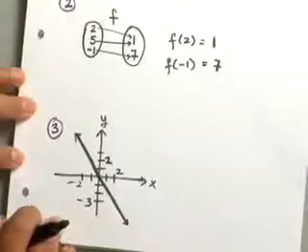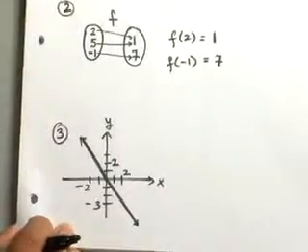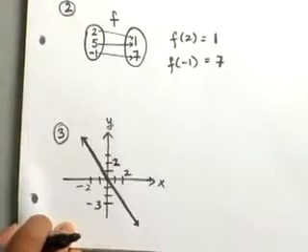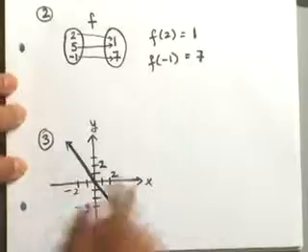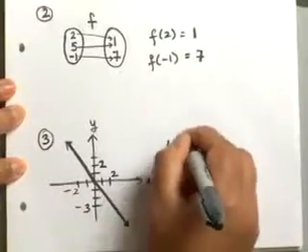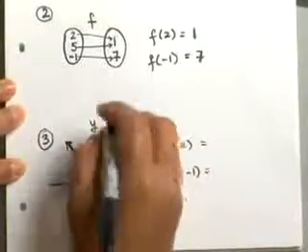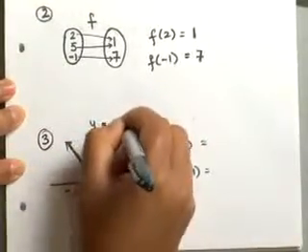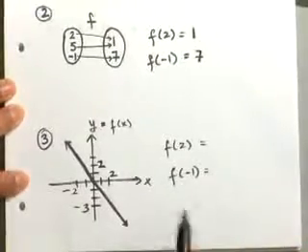Now, the last example here, you can see, is a graph. In this case, we're still trying to find f of 2 and f of negative 1. I'm going to find these two values. And again, remember that y equals f of x. These are all functions here.